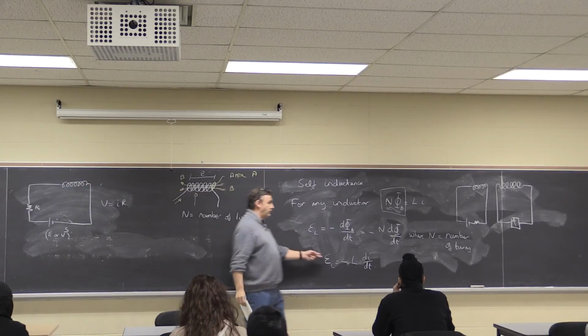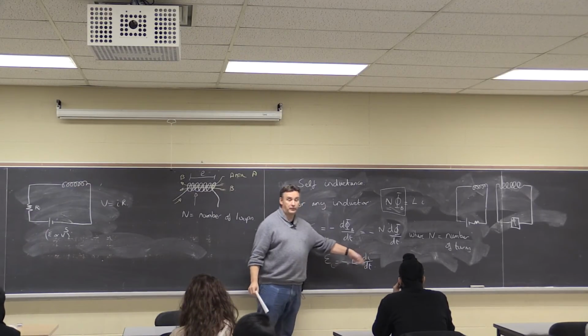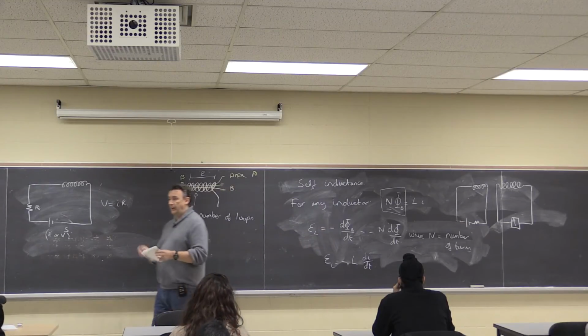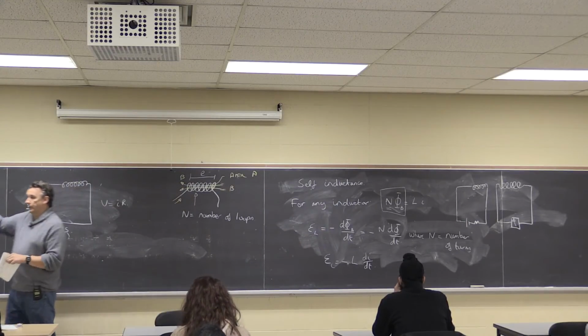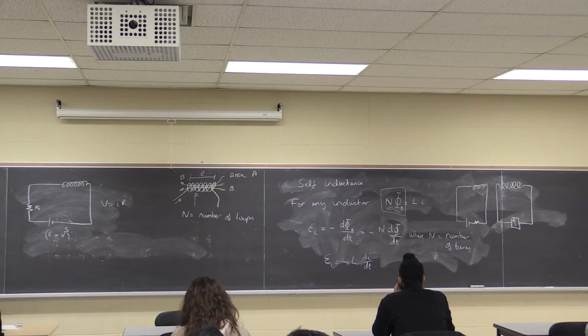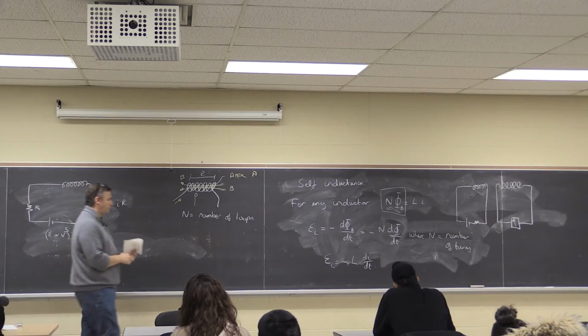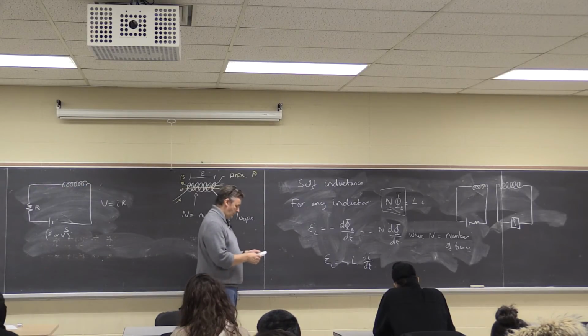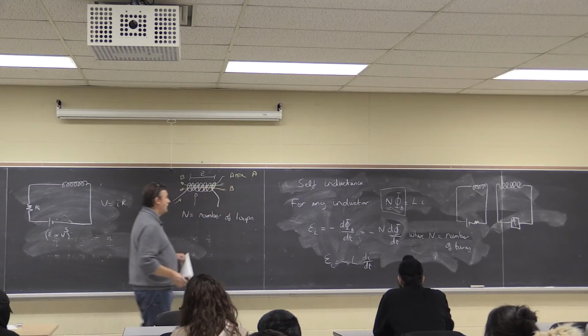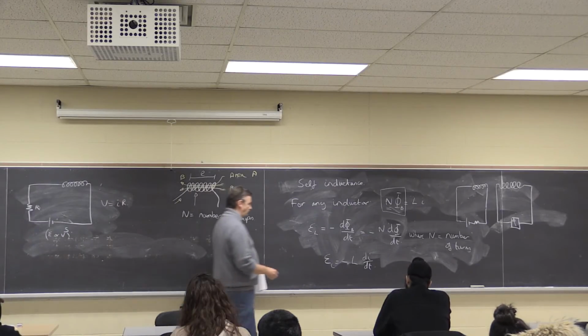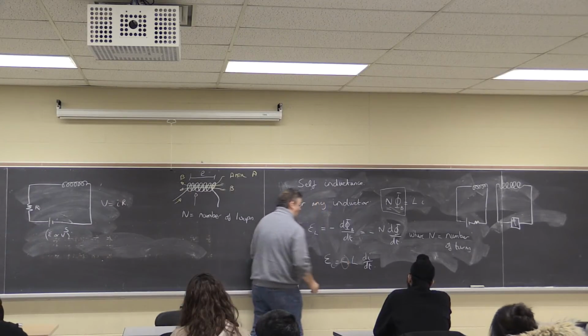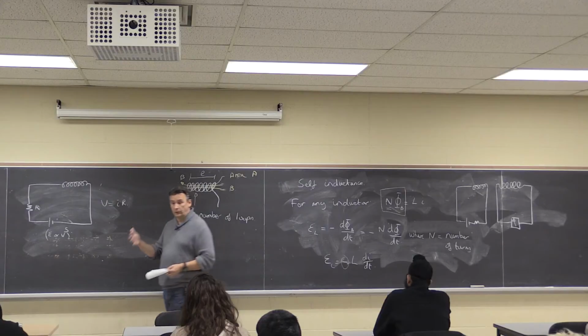So the EMF induced in the coil is proportional to the rate of change of current. So the faster I turn on the current, the harder it is going to be to drive the current through the inductor. If I have a very gentle change of current, it's going to be easier. And the direction comes from the negative sign and comes from Lenz's law.